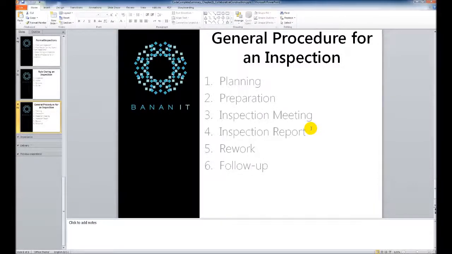This is very important, of course. The moderator then distributes the design or code and a checklist that focuses the attention of the inspectors. Because you assign the code to inspectors, people who are supposed to inspect it, and then you give them some sort of a checklist, the sort of things that they have to focus on in order to make sure that this product is of good quality.